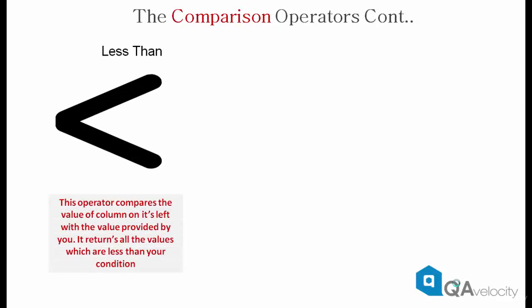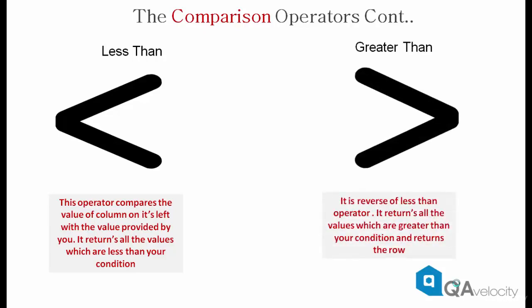The third operator is less than. This operator compares the values of the column on its left with the values provided by you. It returns all the values which are less than your condition. Greater than is the reverse of the less than operator. It returns all the values which are greater than your condition and returns the row.